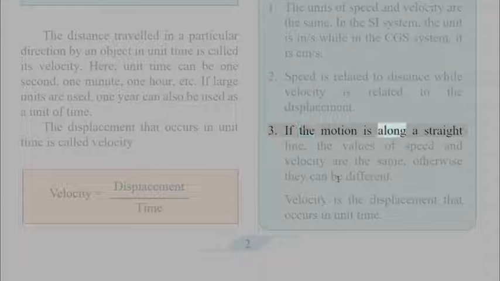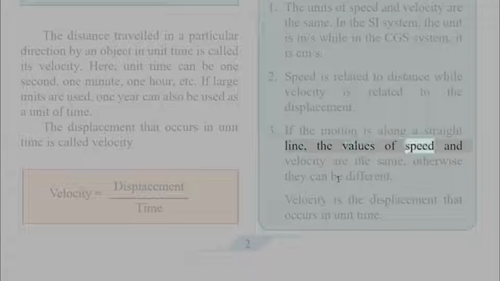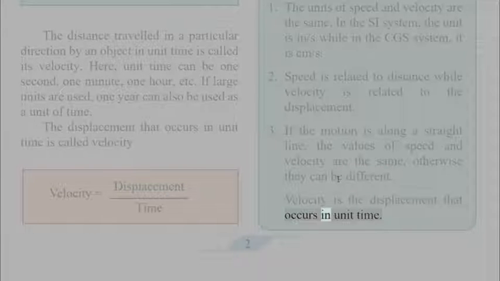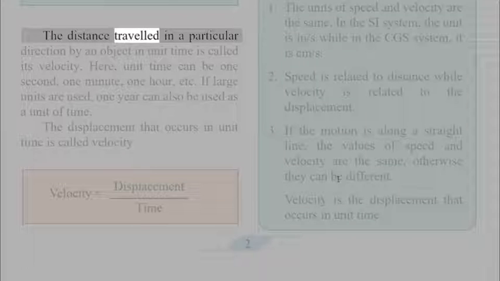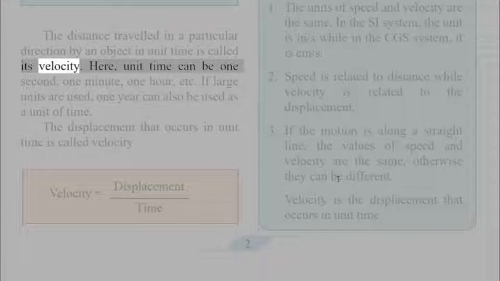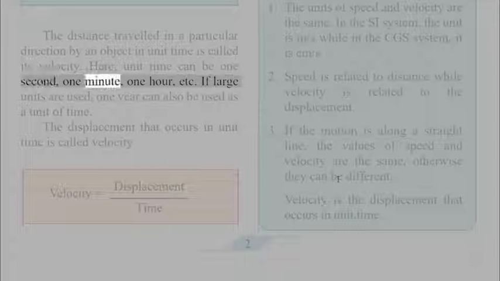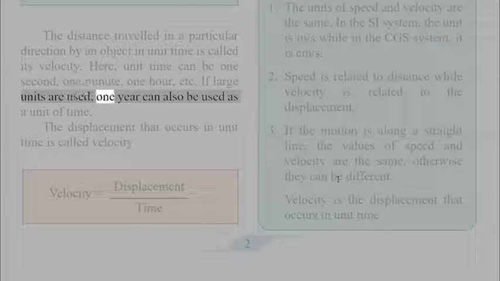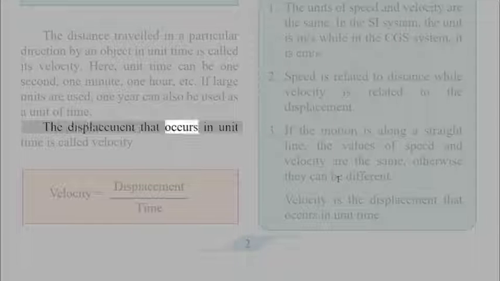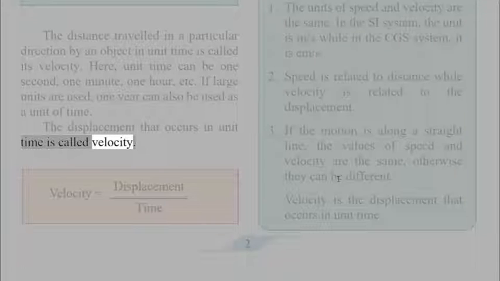3. If the motion is along a straight line, the values of speed and velocity are the same, otherwise they can be different. Velocity is the displacement that occurs in unit time. The distance traveled in a particular direction by an object in unit time is called its velocity. Here, unit time can be 1 second, 1 minute, 1 hour, etc. If large units are used, 1 year can also be used as a unit of time. The displacement that occurs in unit time is called velocity.